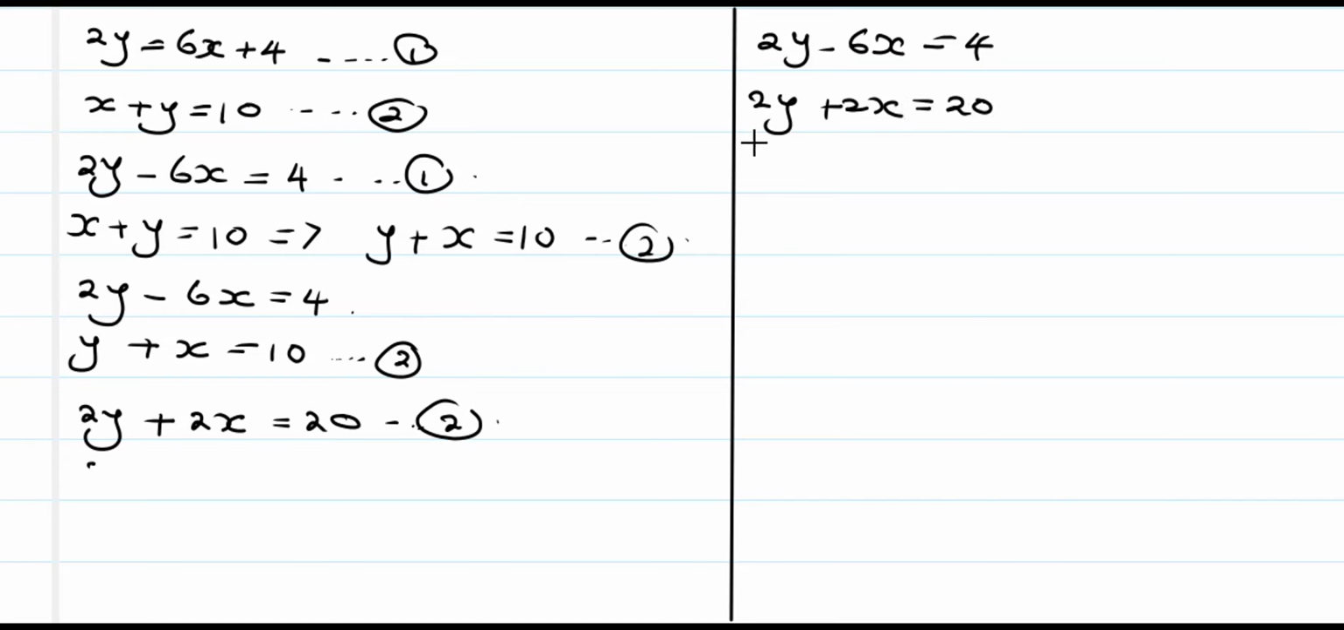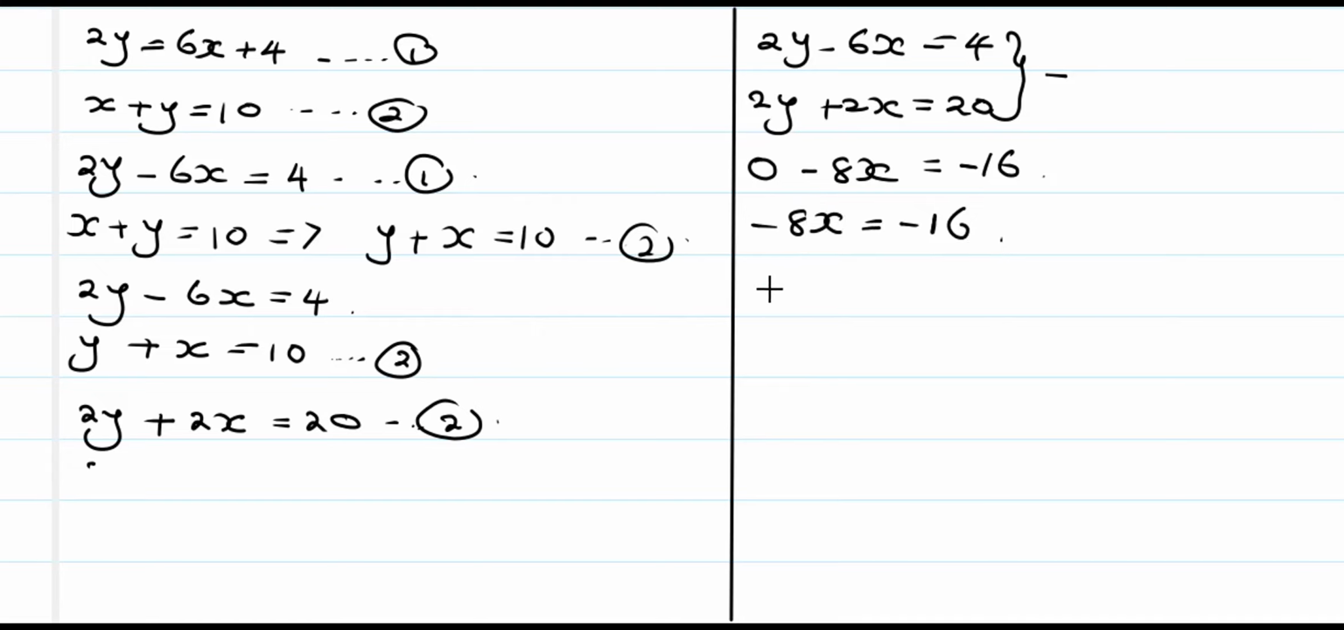But you see now these 2y and 2y are the same, so I can just subtract them like this, which means 2y minus 2y, which is 0. Then minus 6x minus 2x, because this 2x here was positive. When we multiply positive by negative, it becomes negative. So it now becomes minus 6x minus 2x, which is minus 8x, is equal to 4 minus 20, which is negative 16. So it becomes negative 8x is equal to negative 16.